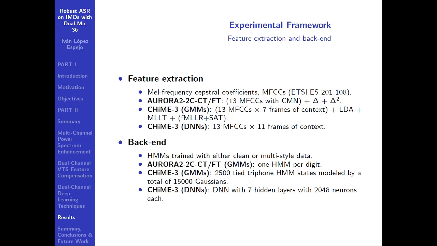About the backend, hidden Markov models were trained with either clean speech data or multi-style speech data. And only Gaussian mixture models were used for acoustic modeling in the case of the Aurora 2 CC-TFT corpora, as well as one hidden Markov model per digit. As I said, both Gaussian mixture models and deep neural networks were considered for acoustic modeling in CHiME-3, as well as 2,500 triphone hidden Markov model states.